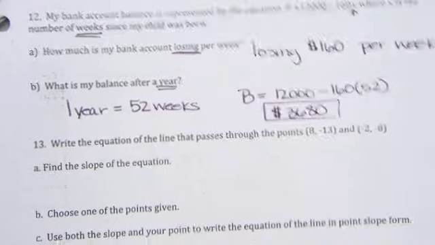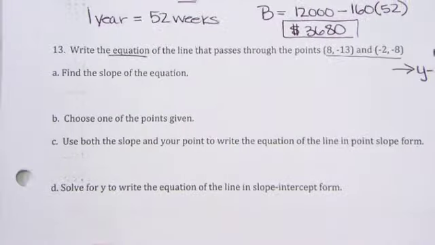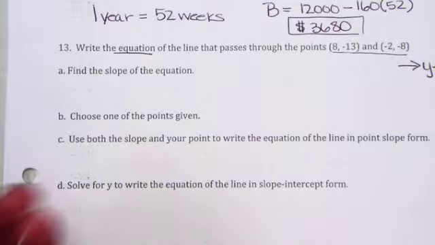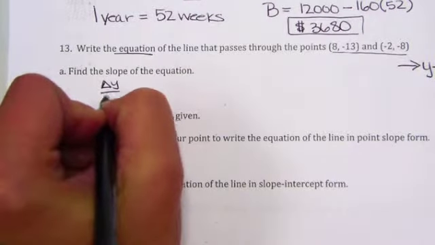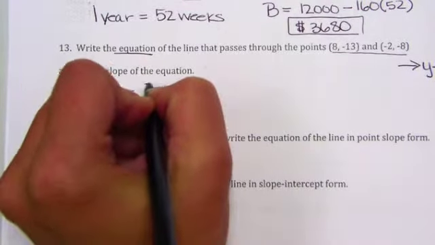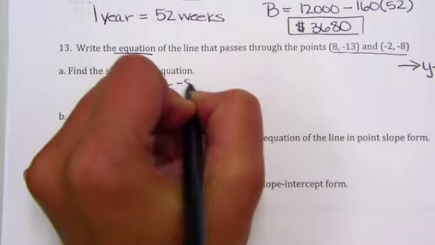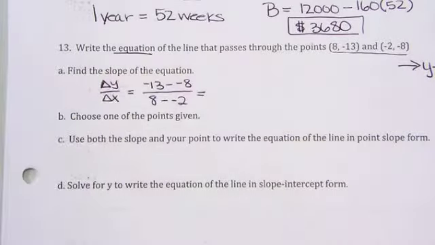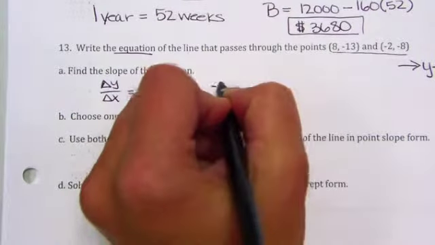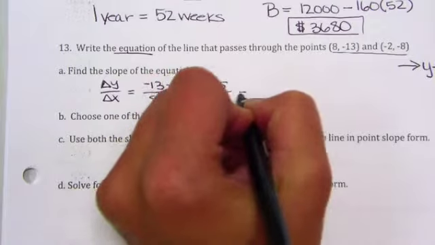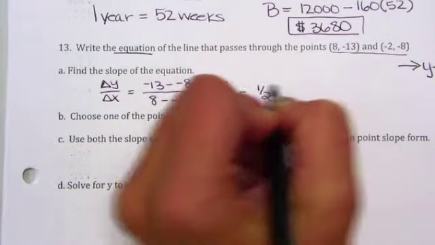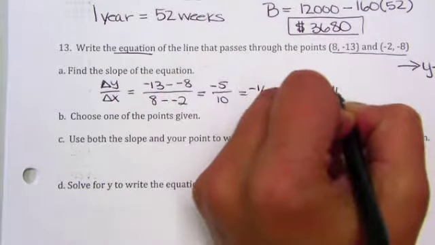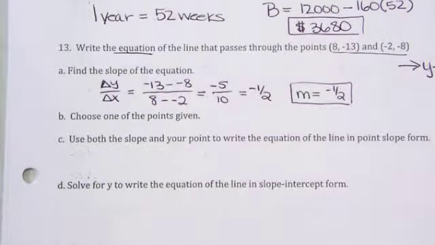The last question is a secondary question. What we're going to do first is we're going to find the slope of the equation. Change in y over change in x. Negative 13 minus negative 8 over 8 minus negative 2. That gives me negative 5 over 10, which is negative 1/2. So I know my slope is negative 1/2. Excellent.